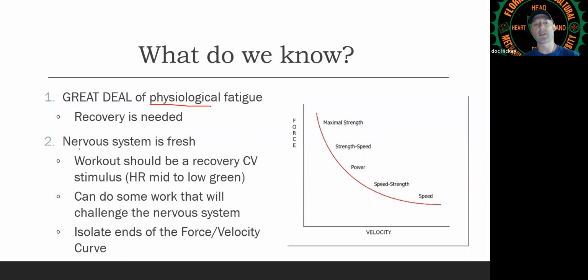My nervous system is fresh. So I have that HRV of 9. So my workout should be a recovery cardiovascular stimulus. In terms of heart rate, we're going mid to low green. Remember that green area, 180 minus age. So I'm going to be in a deep fat burning zone.